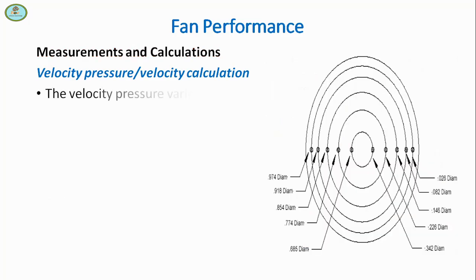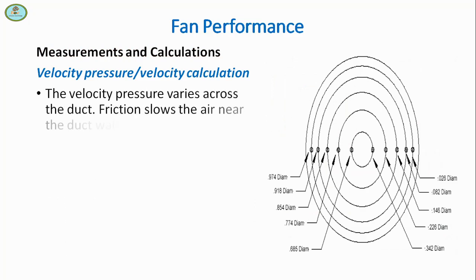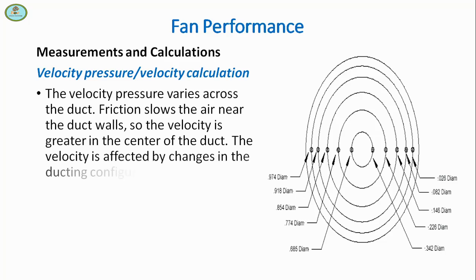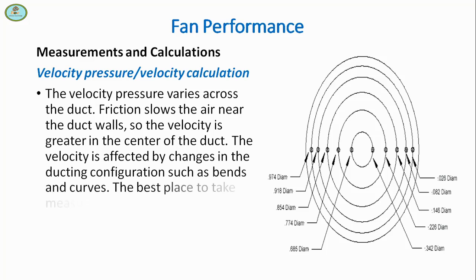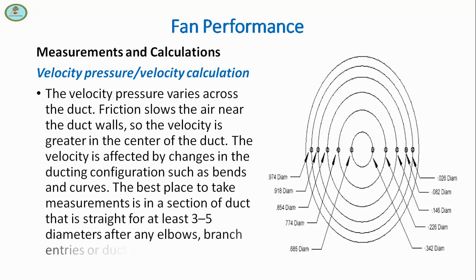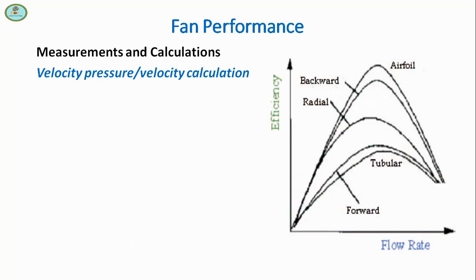The velocity pressure varies across the duct. Friction slows the air near the duct walls, so the velocity is greater in the center of the duct. The velocity is affected by changes in the ducting configuration such as bends and curves. The best place to take measurements is in a section of duct that is straight for at least 3 to 5 diameters after any elbow, branch entries or duct size changes.